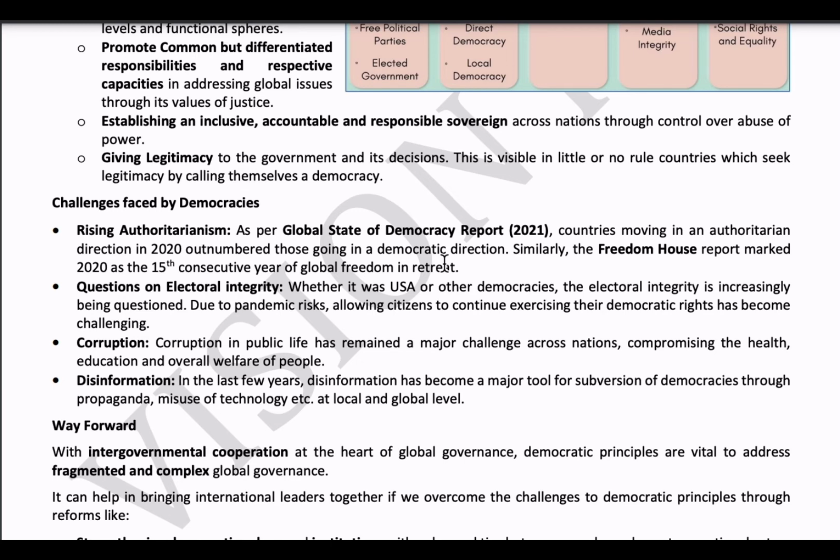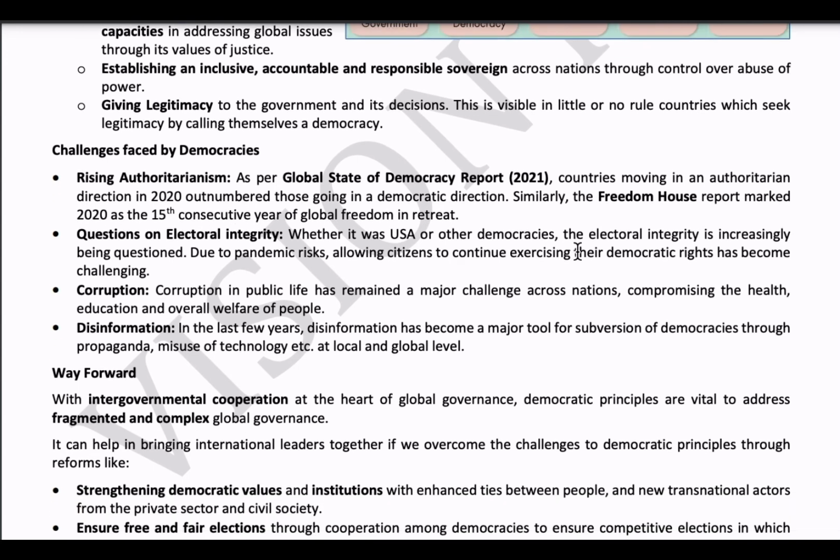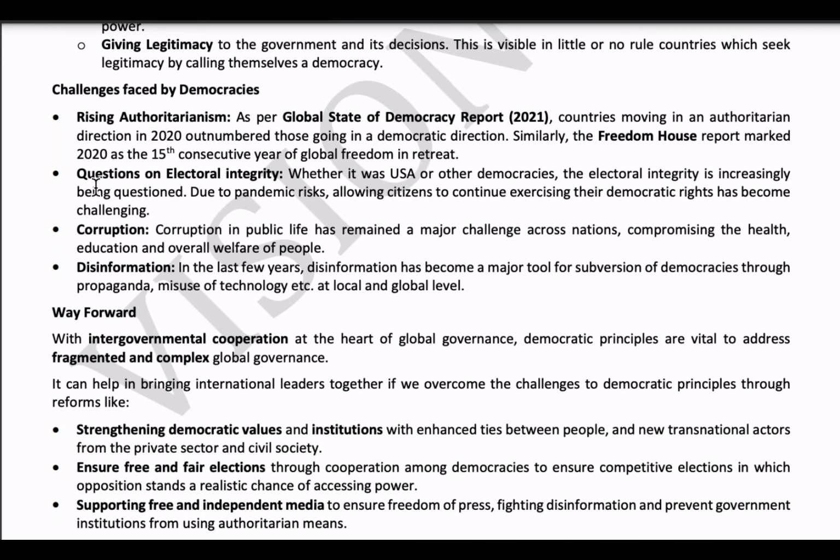The next is the Freedom House report. It stated that countries are taking a backward step for global freedom. So both the Global State of Democracy report and the Freedom House report stated that there is rising authoritarianism. And the next is that there might be questions on electoral integrity. Here, electoral integrity means conducting elections in international standards and global norms. And the next is corruption. Corruption and disinformation can be another challenge in achieving global democracy.